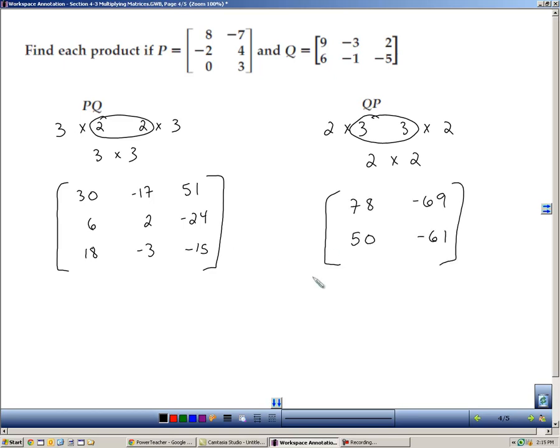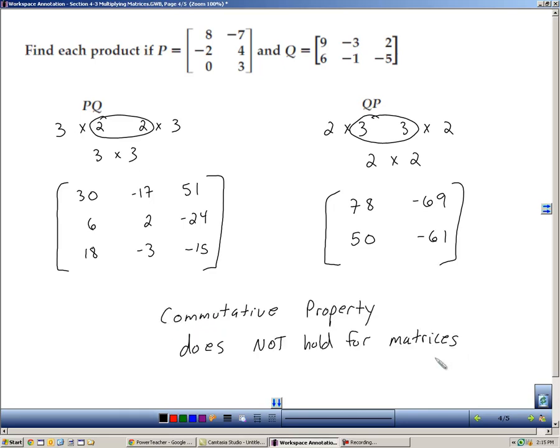So what I'm trying to demonstrate to you is that the commutative property does not hold for matrices, which means that when you multiply matrices, it's not commutative. You don't get the same answer like you would if you were multiplying 3 times 2 or 2 times 3.